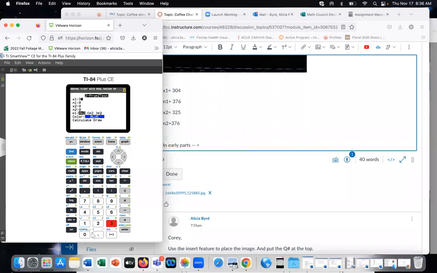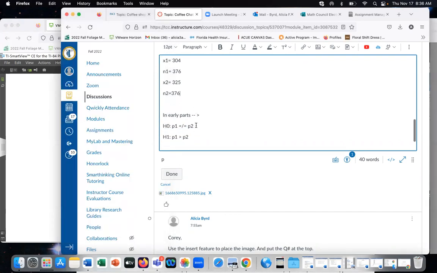So we're going to put 304 in for x1, and n1 is 376, exactly the way we wrote them. We'll go down, x2 was 325, and then we'll go down to n2, which is 376.